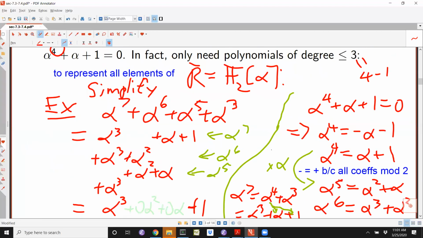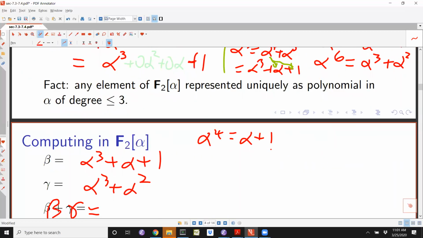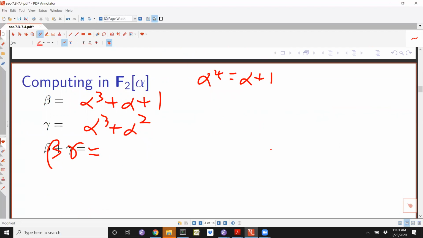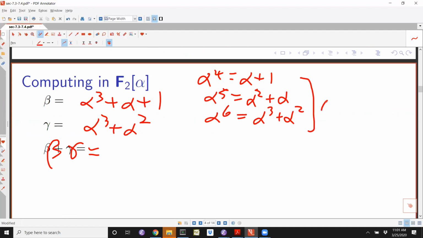This is the same F2 bracket alpha from before, so we have that same rule: alpha to the fourth equals alpha plus 1, which means that alpha to the fifth equals alpha squared plus alpha, which means that alpha to the sixth is equal to alpha cubed plus alpha squared. We're staying in the same ring, and so the same rules will apply. That's the ring in which we're working.